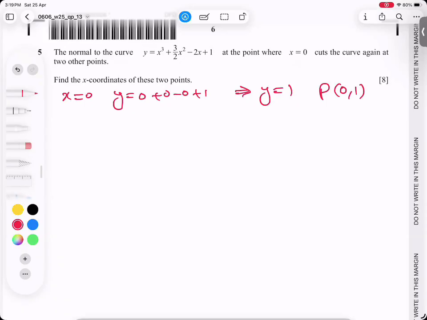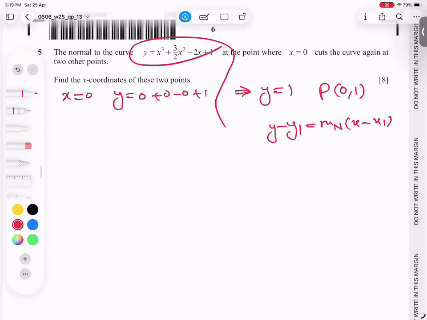But what is the equation of the normal formula? Formula of the normal is y minus y1 equals gradient of normal times x minus x1. So x1, y1 we have now, but we are missing the gradient. How to find the gradient? Differentiate. So first of all, I'm going to differentiate. So planning is very important.